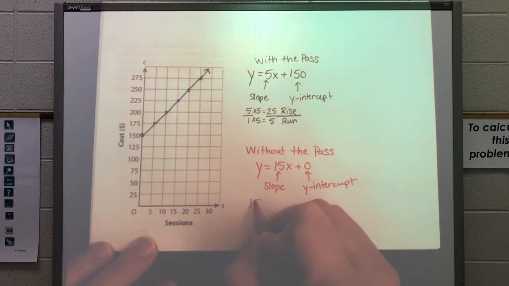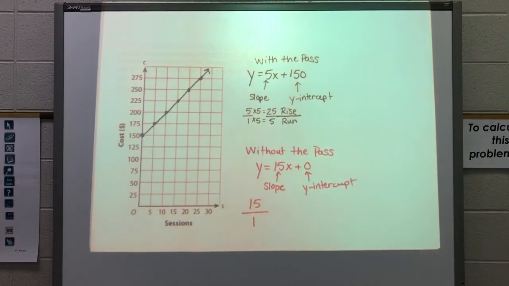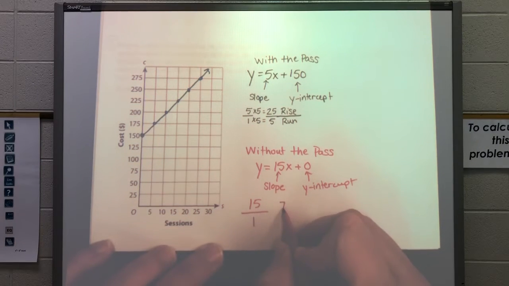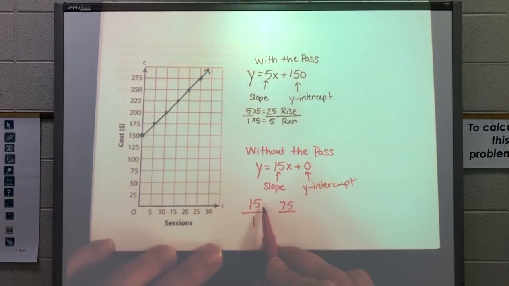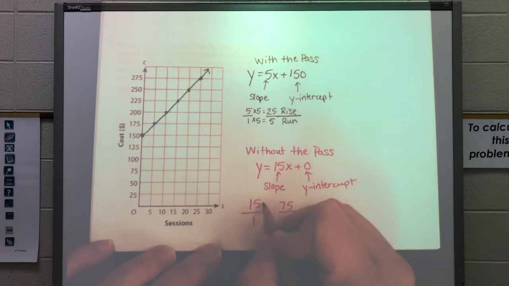So I'm going to write 15 over 1. And we're looking for something equivalent. What I'm looking at on that graph, I'm looking at the coordinates on the y-axis. And I'm looking at, okay, I have 25, 50, 75, 100, 125, 150. Well, I know 15 can definitely go into 150. But I also know 15 can go into 75. Okay? So how do I get from 15 to 75? I need to multiply 15 times 5.